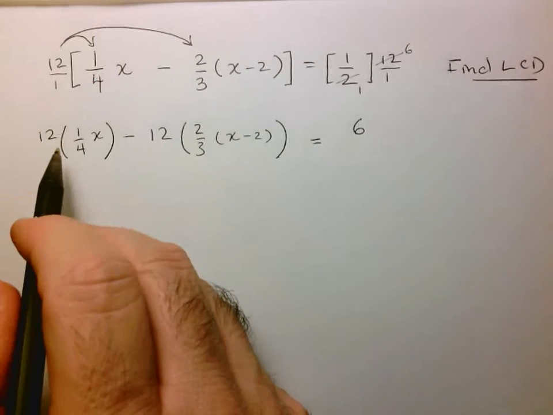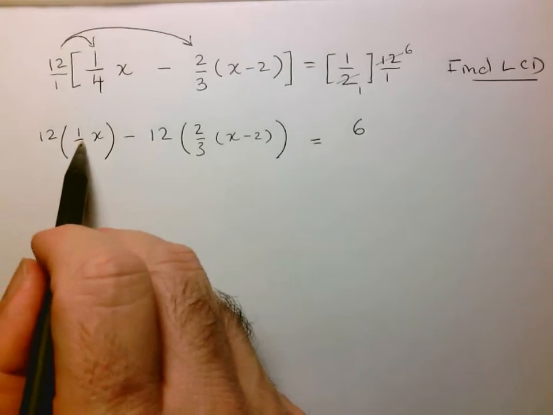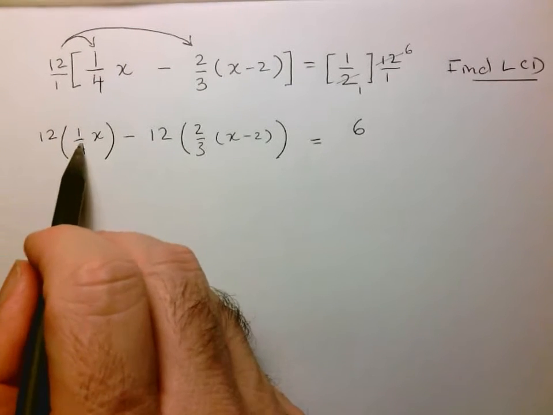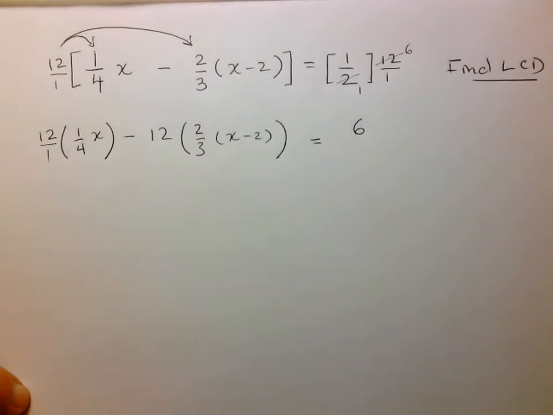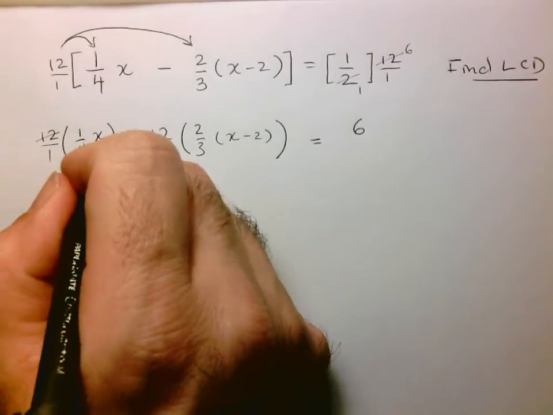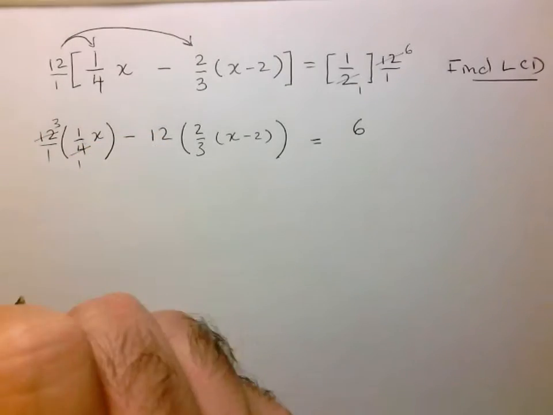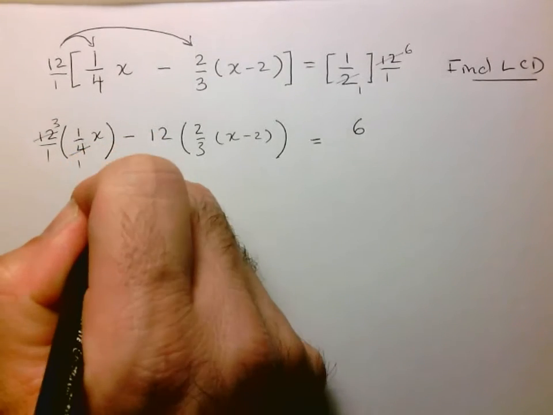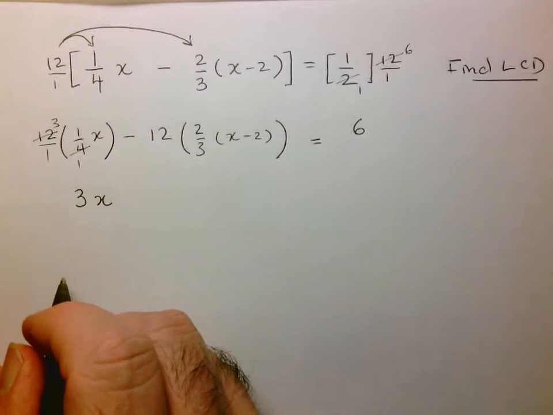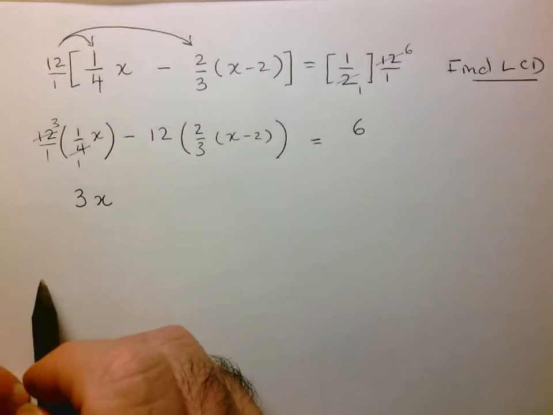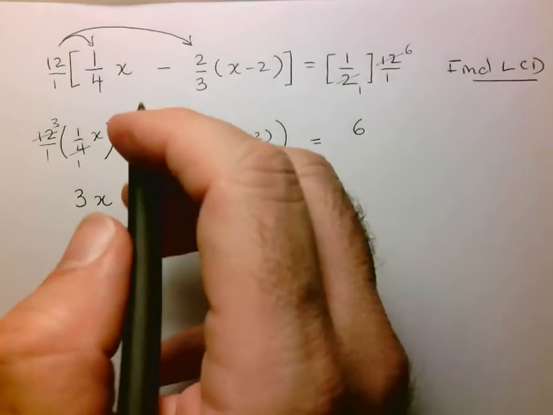For the first one, I multiply the two numbers together: 12 times 1 over 4. Again, I'm going to simplify. 12 over 4 is the same as 3 over 1, so I'm just left with 3 times x in this first term. Look at that, I've eliminated the denominator.